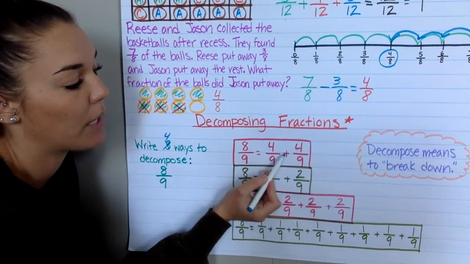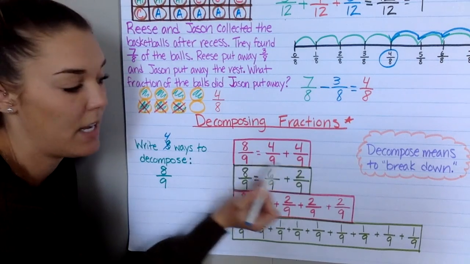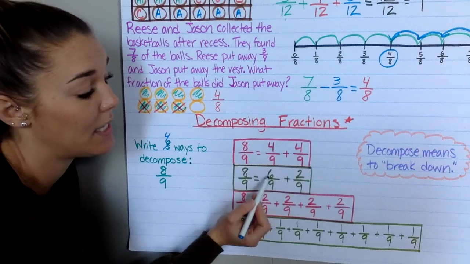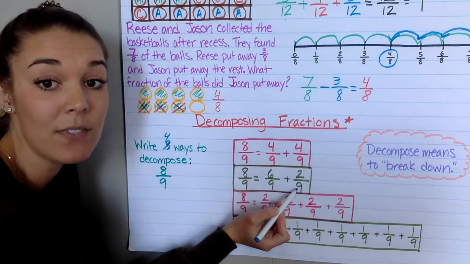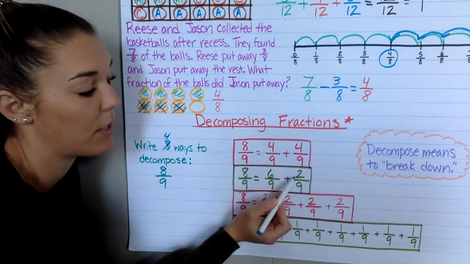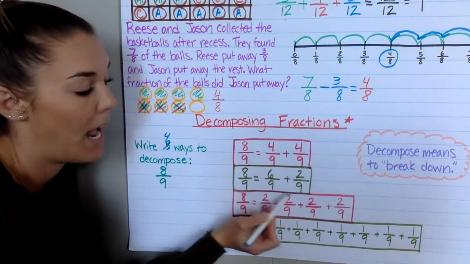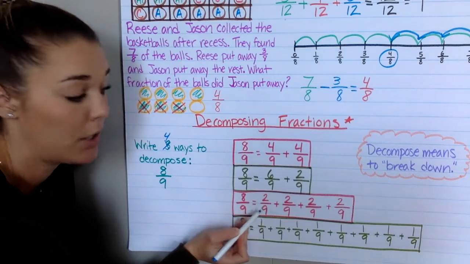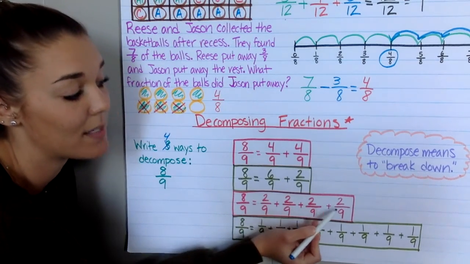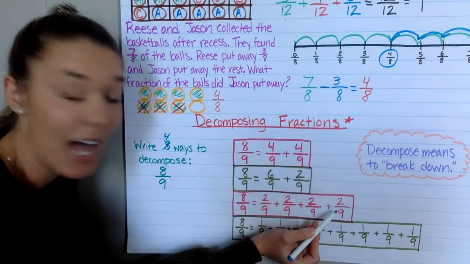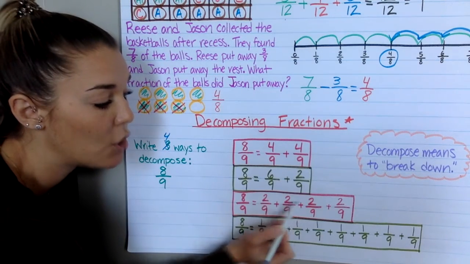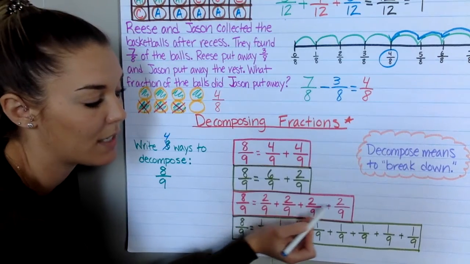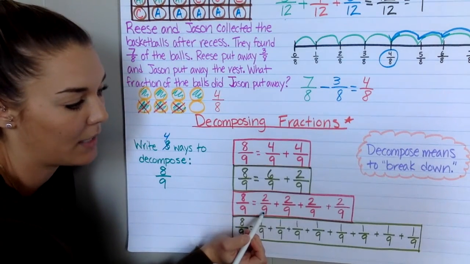because 4 plus 4 is 8, right? And the 9 stays the same. 8/9 could also equal 6/9 plus 2/9 because 6 plus 2 is 8 and the 9 stays the same. 8/9 could also equal 2/9 plus 2/9 plus 2/9 plus 2/9 because 2 plus 2 plus 2 plus 2 is 8, right? 2, 4, 6, 8. And you keep the 9.